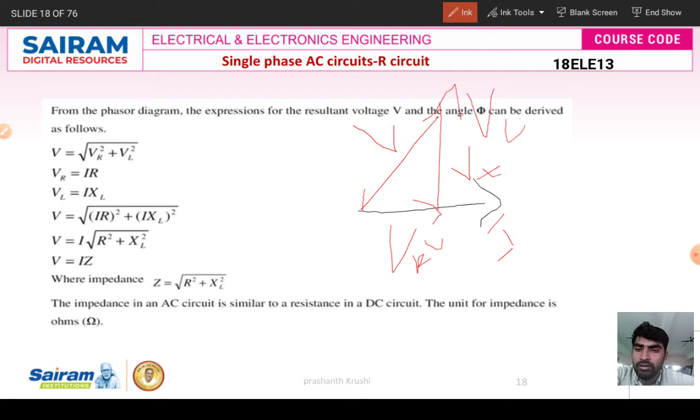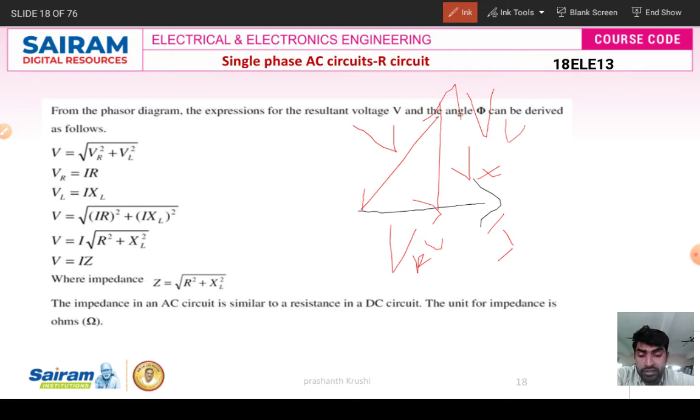So what about V? According to the Pythagoras theorem, V is equal to the root of VR square plus VL square. VR is equal to I into R, VL is equal to I into XL, so V is equal to the root of (I R) square plus (I into XL) square. So V is equal to I into Z, where the impedance Z is equal to the root of R square plus XL square.